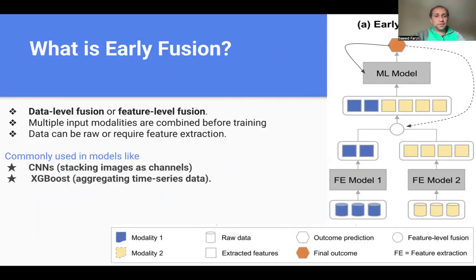Let's dive deep into the early fusion. I would like to inform you that it's the simplest in terms of the implementation and in terms of the complexity. Early fusion is the simplest one approach. Some people called it data level fusion. Others called it input level fusion.